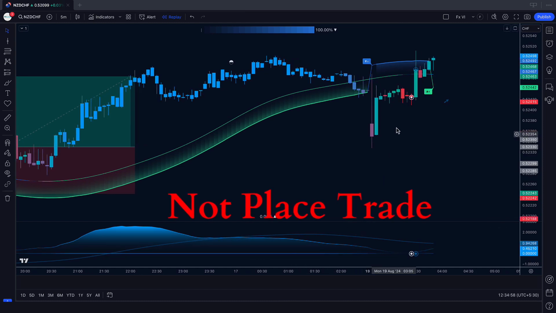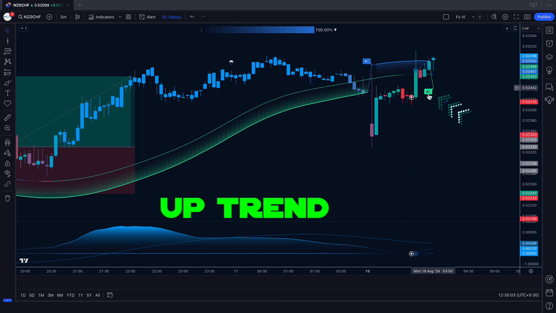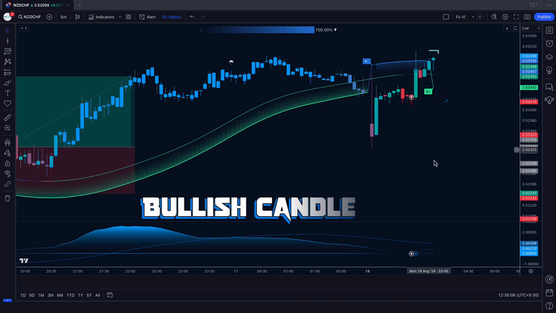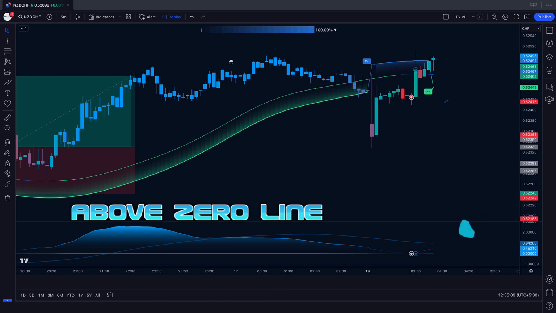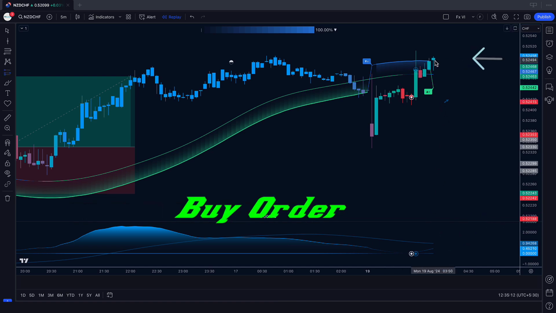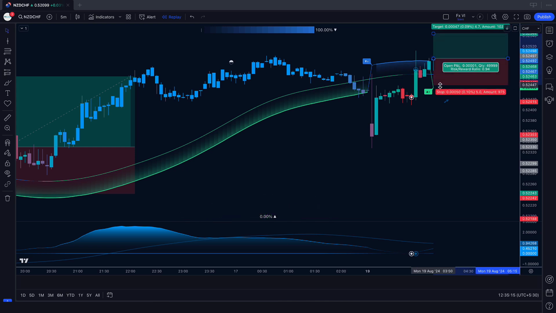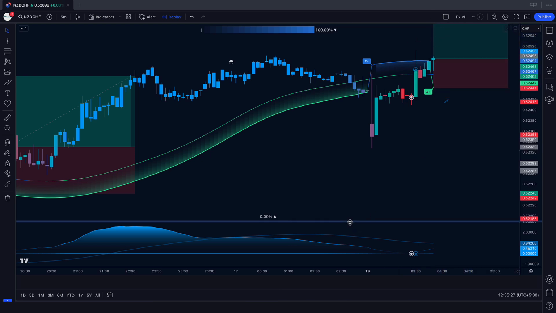Here we will not take a sell trade because the regression line of the regression indicator is not below the zero line. The volatility Gaussian bands indicator gives us uptrend signals. The market has made bullish candles to give confirmation. And the regression line is above the zero line. All these conditions are met, so we will place a buy order. Our stop loss will be placed at the lower level of the volatility Gaussian bands indicator, and the risk to reward ratio will be 1:1.5.